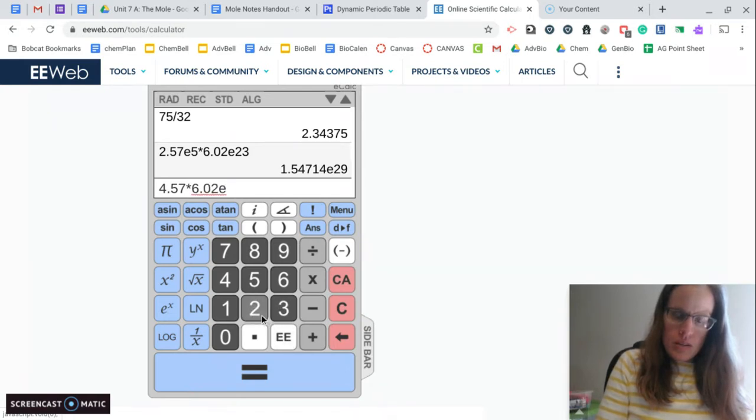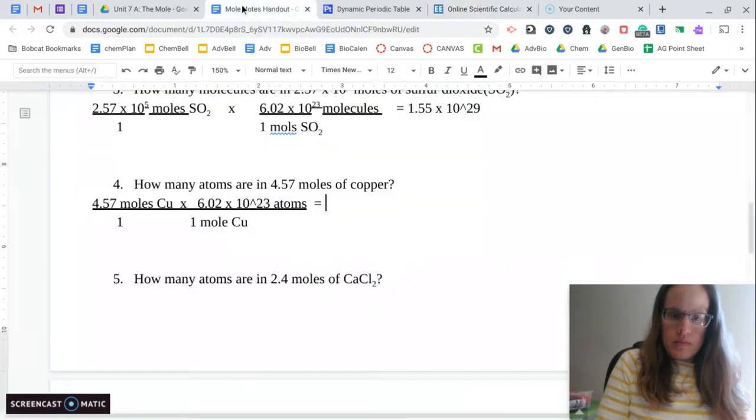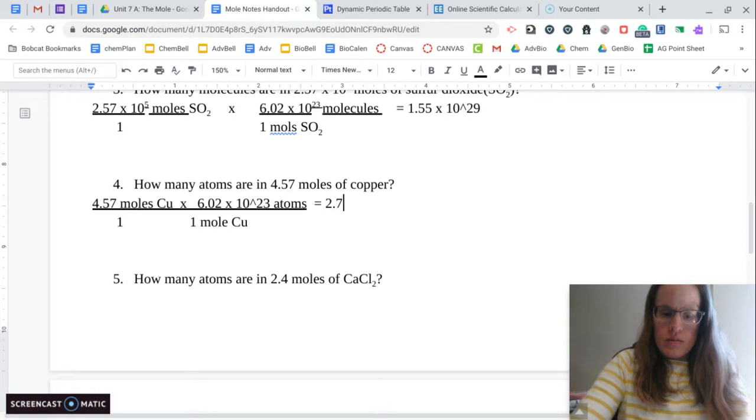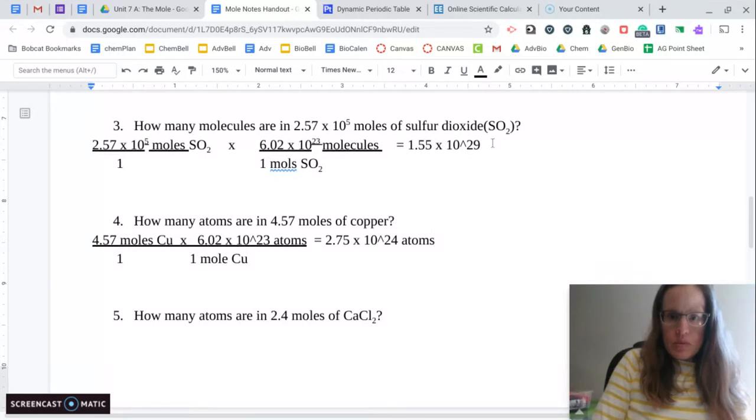I'm using my EE button instead of the times 10. So I got 2.75 times 10 to the 24th. And then I want to double check sig figs. A lot of times 3 sig figs is what they give you in these examples. That has 3 sig figs, and that has 3 sig figs. So the only thing I'm missing here is my label, atoms. Oh, I'm also missing my label on this last one. This one's molecules.